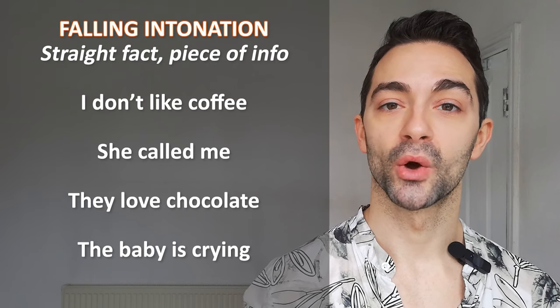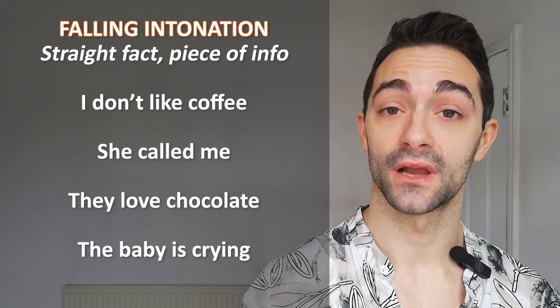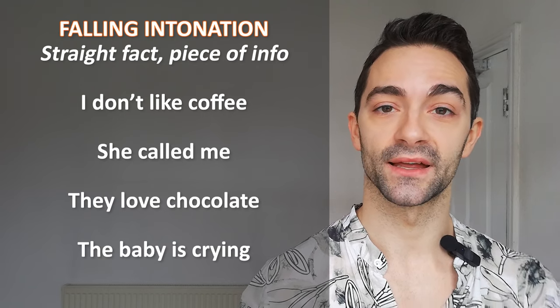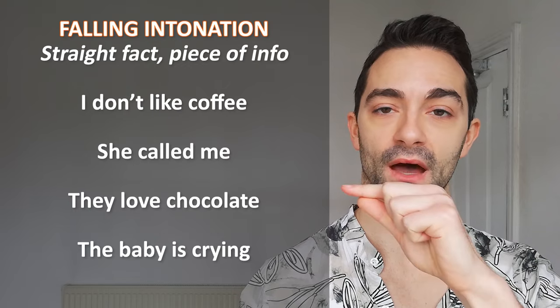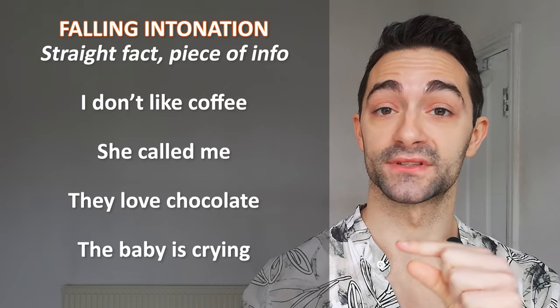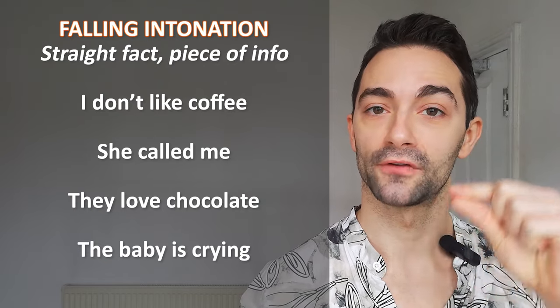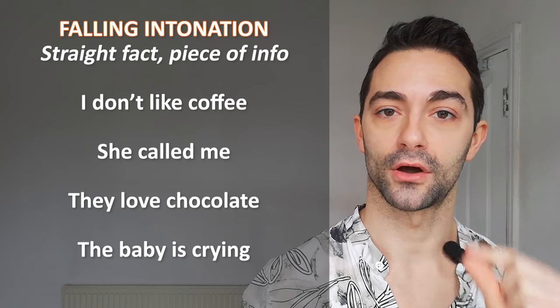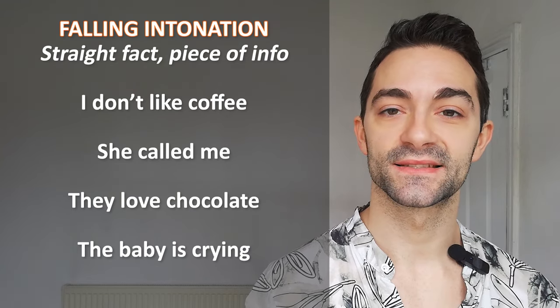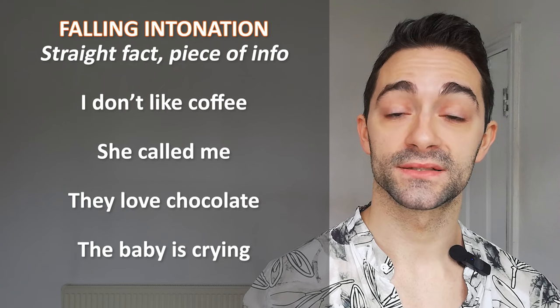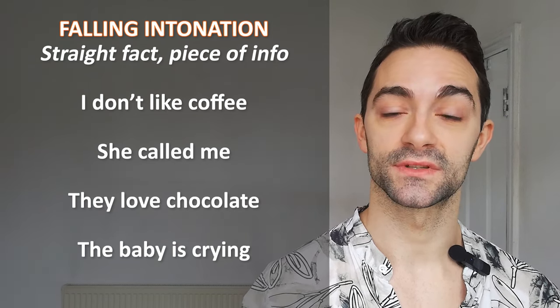Now we're going to look at statements. When you give a straight fact, a straight piece of information, we use a falling intonation. So we go down primarily on the last content word. If we look at the sentence, I don't like coffee, we go down with intonation primarily on the last content word, which is coffee. So we say, I don't like coffee, rather than going up and, for example, saying, I don't like coffee.